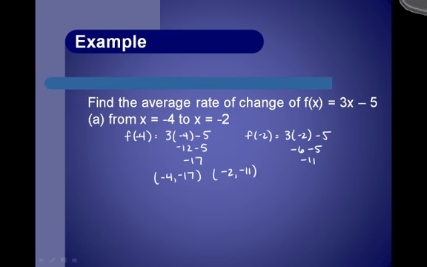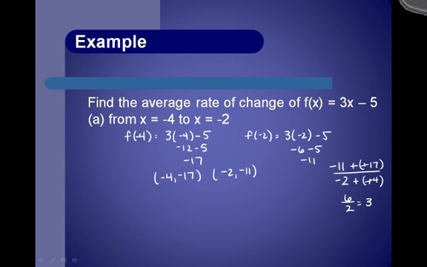So to do our rate of change formula, we would get negative 11 minus negative 17 divided by negative 2 minus negative 4. Well, minus a negative becomes plus a positive in each case. So we would get 6 divided by 2, so the average rate of change is 3.